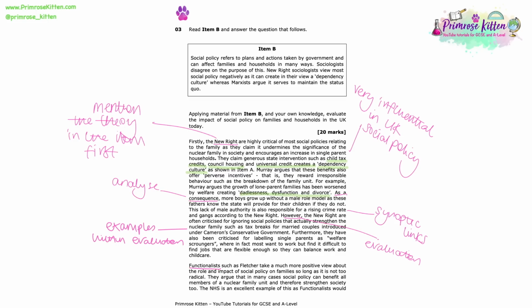Functionalists such as Fletcher take a much more positive view about the role and impact of social policy on families, so long as it is not too radical. They argue that in many cases, social policy can benefit all members of a nuclear family unit and therefore strengthen society too. Note how there I have specifically mentioned the nuclear family, because as we know, functionalists are not going to be supportive of social policy that is going to create too much family diversity. So just making sure you're more specific in mentioning things like the type of family will strengthen your argument.